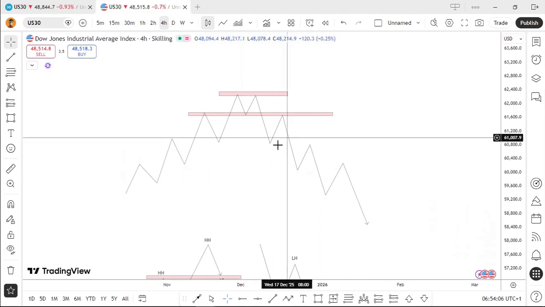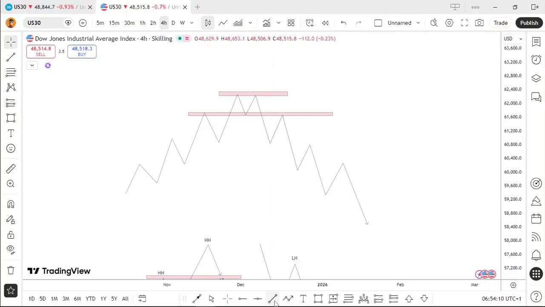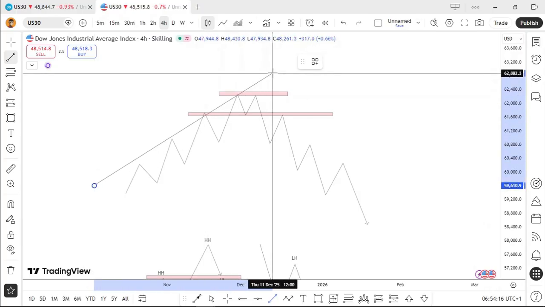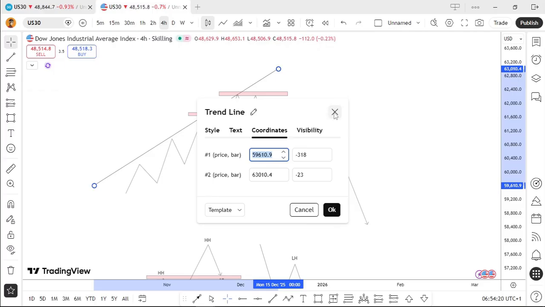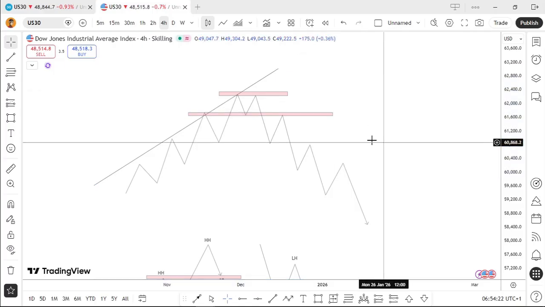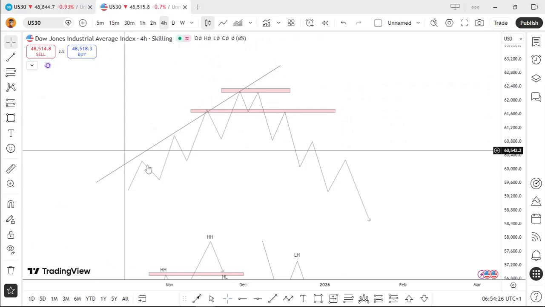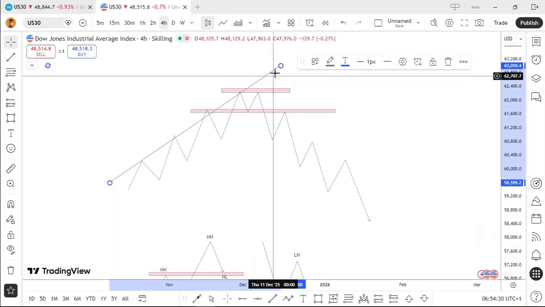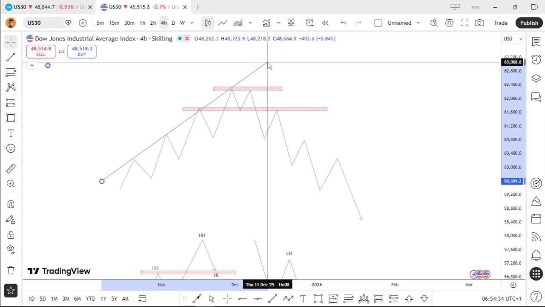So basically, this is what market structure is talking about. If you use your trend line, you will see that those turning points on those structure points are where this trend line used to be. That's in the case of an uptrend, by drawing a resistance trend line.